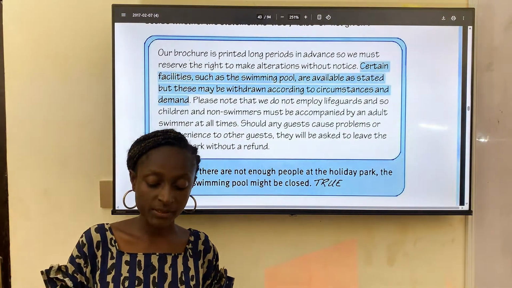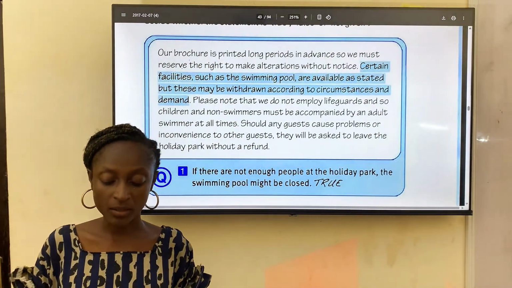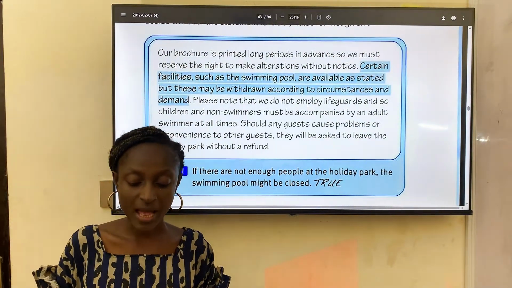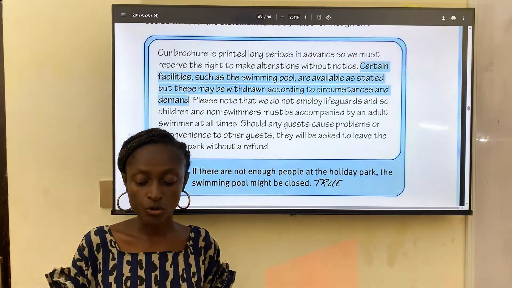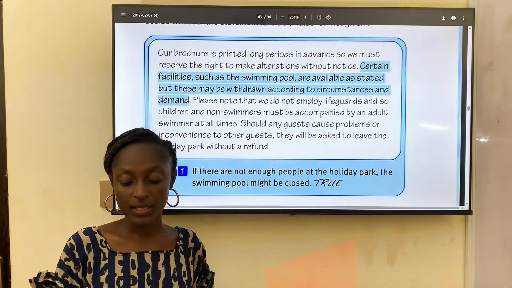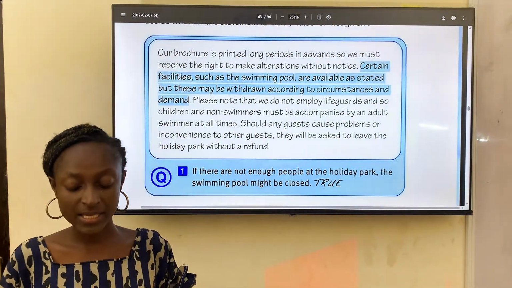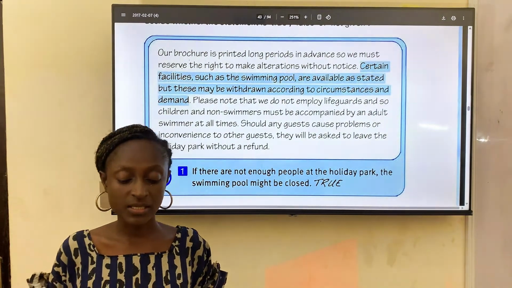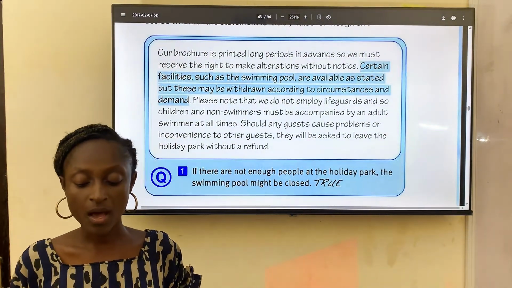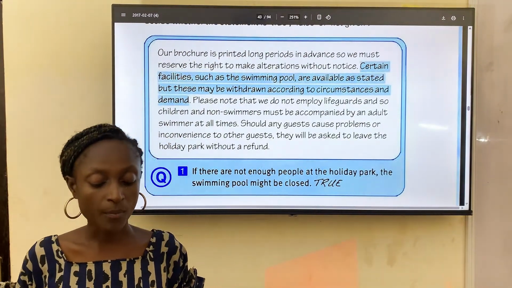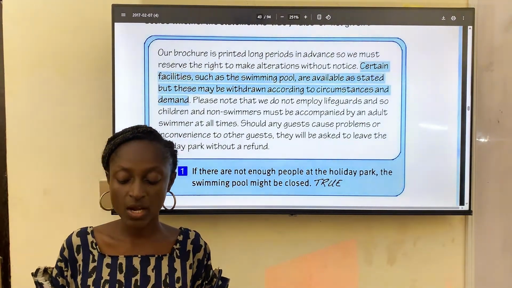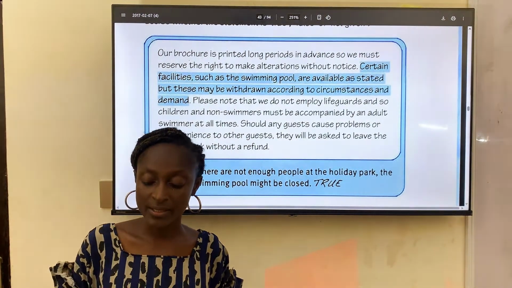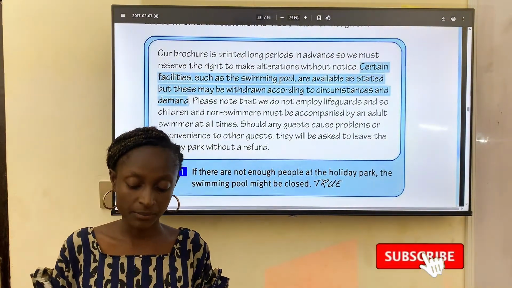Now the question says, if there are not enough people at the holiday park, the swimming pool might be closed. So is that true, false, or not given? Now we have some parts being highlighted in the passage, so I'm going to read that out. We have certain facilities such as the swimming pool are available as stated, but these may be withdrawn according to circumstances and demand. Now our answer actually lies in where we have and demand.